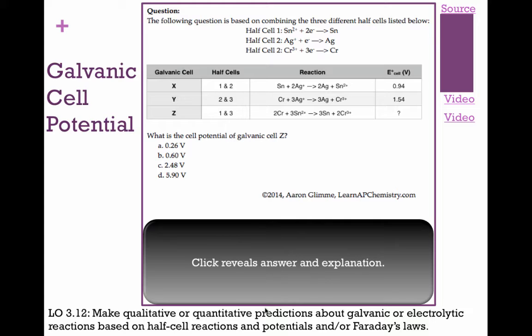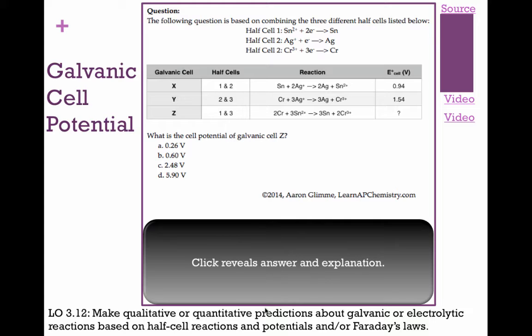They run on their own. They run spontaneously. If they run spontaneously, what does that mean about their equilibrium constants? Yeah, it's going to be greater than 1. It's going to be big. Now, I will tell you that galvanic cells have extremely high constants, like times 10 to the 75th high. That's why they're so spontaneous.